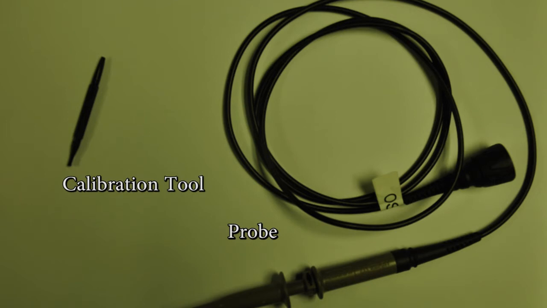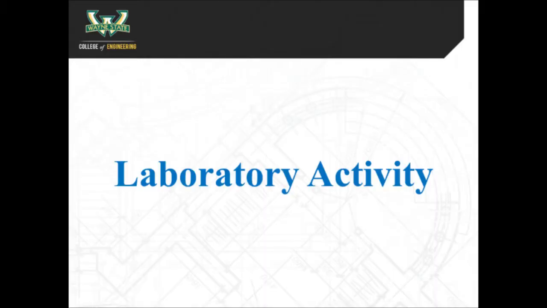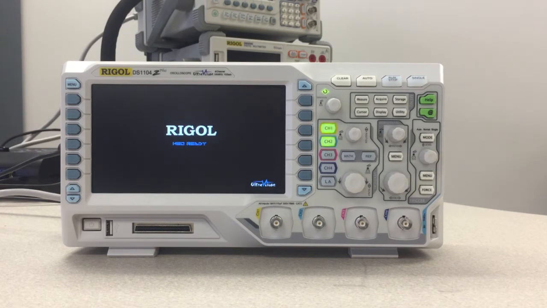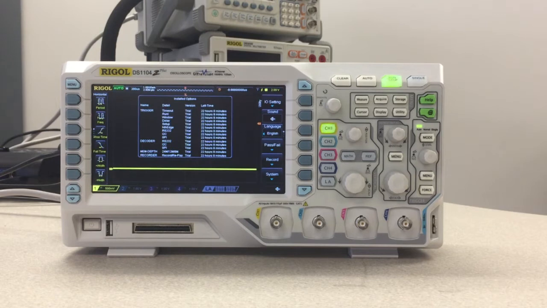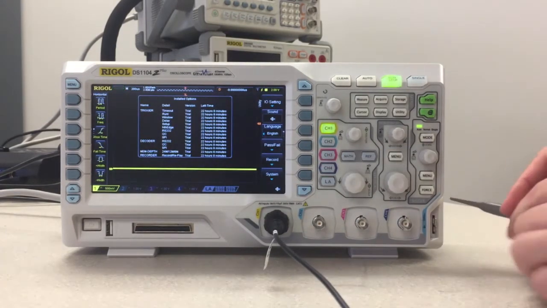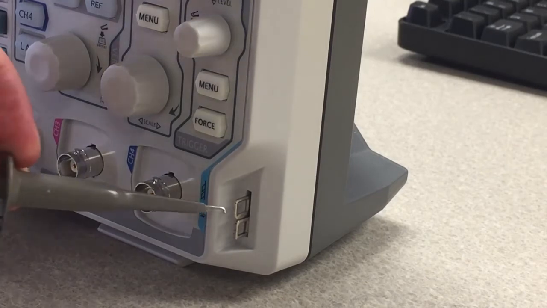The equipment we need today is a probe, calibration tool, and the oscilloscope. Turn on the Rigol MS-1104 oscilloscope and wait for initialization. Attach the test probe to channel 1. Attach the probe to the square wave generator on the oscilloscope.